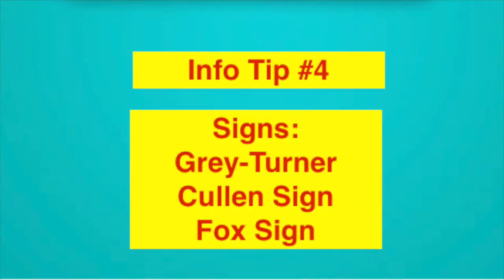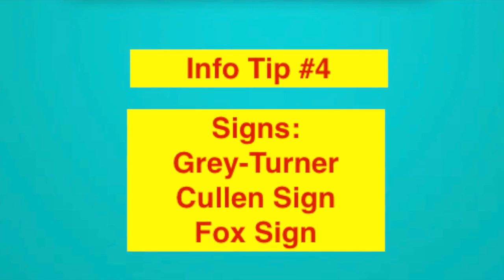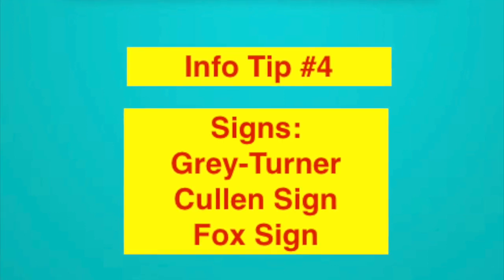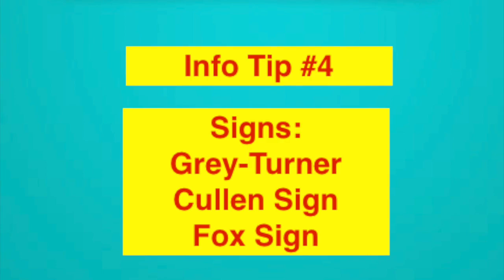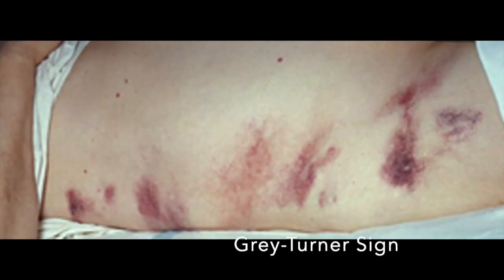So tip number 4. These are some signs of some more emergent types of pancreatitis. They could indicate things like hemorrhagic pancreatitis or necrotizing pancreatitis, which is obviously a medical emergency, and it's important to be aware of these. I always think of the Grey Turner sign as if you look on their flank area and you see any kind of bruise. This may indicate hemorrhagic pancreatitis.